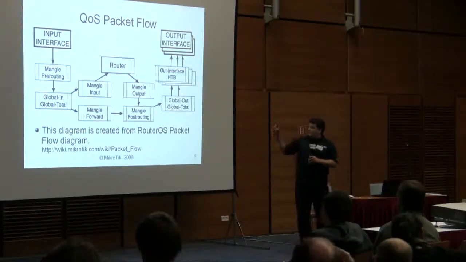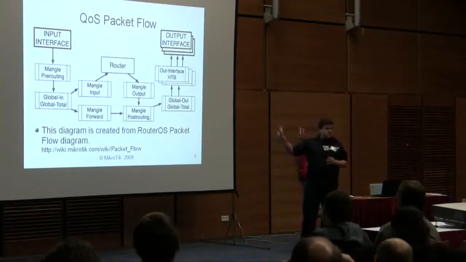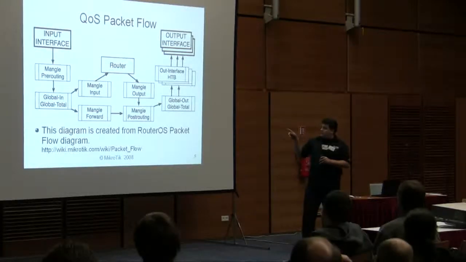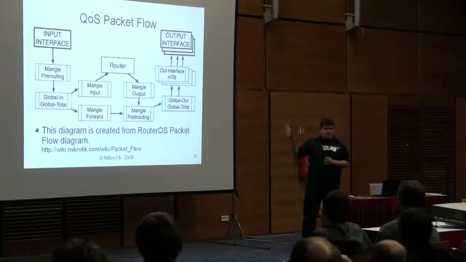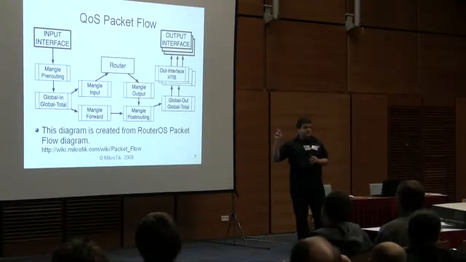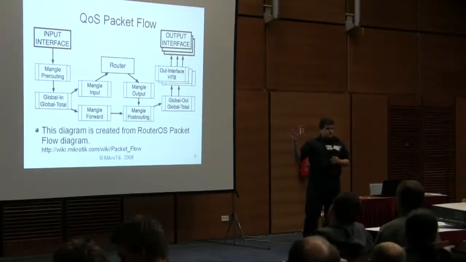Then after the post-routing it goes to a second place where you can limit traffic. It's global out, and of course the second part of global total. And afterwards, after the routing decision, also cut out from this diagram, it will divide in the third place where we have per output interface HTB. So if you have 3 interfaces, you have 3 output interface HTBs.